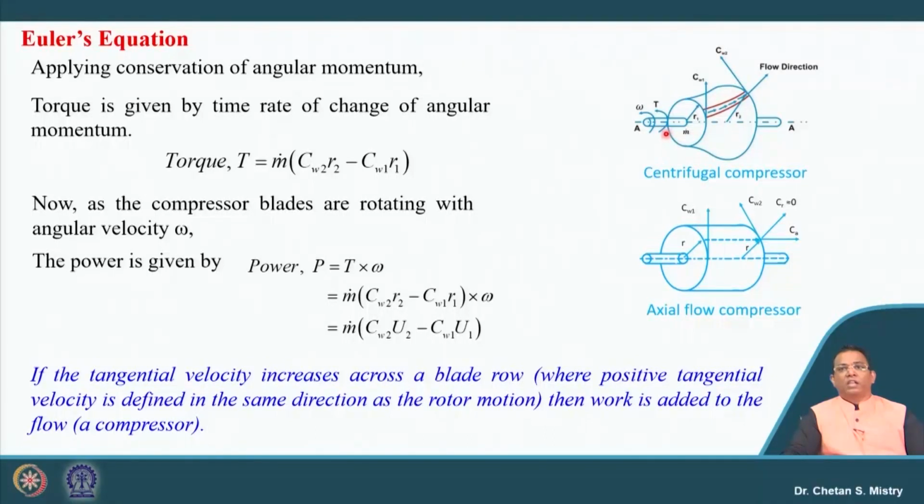Here, this is representing my centrifugal compressor, where my entry radius is lower and my exit radius is higher. If I take my axial machine, my radius will vary as per the requirement from entry to exit, and we have a tangential velocity component. This will be very important when I discuss different configurations of the engine.